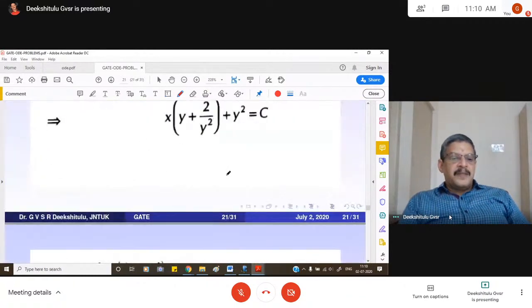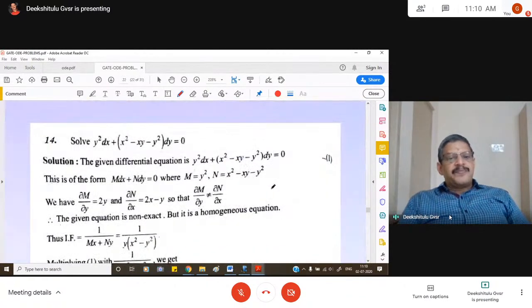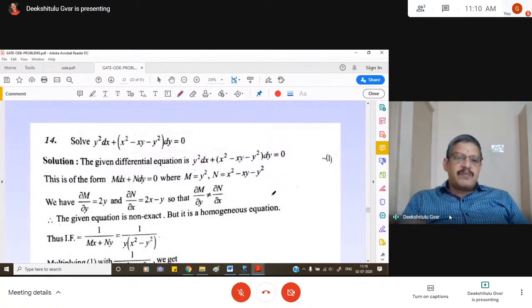Okay. The next problem is solve y square dx plus (x square minus xy minus y square) dy is equal to 0. The given differential equation is so and so. M is y square, N is equal to x square minus xy minus y square. Dou M by dou y is 2y, and dou N by dou x is 2x minus y. So that dou M by dou y is not equal to dou N by dou x.